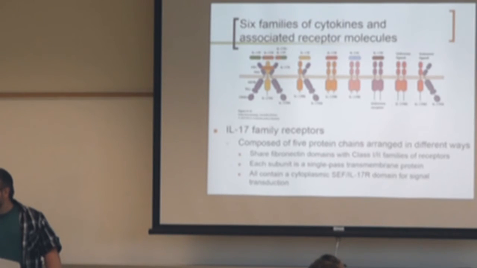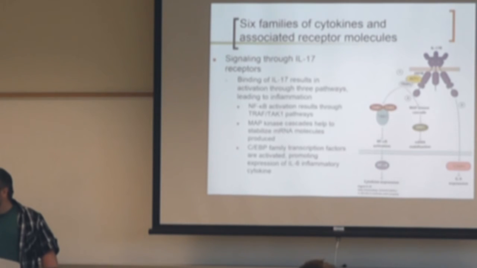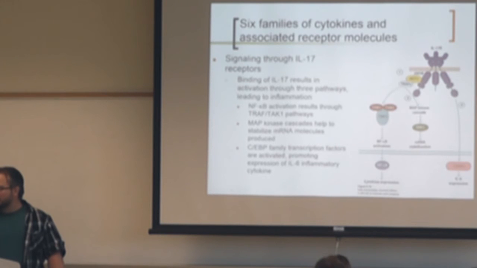Again, they have different types of receptors. You don't have to memorize these, composed of 5 protein chains arranged in different ways. They share this fibronectin domain, so this is the commonality between them all. And signaling through this receptor, you might notice that there is common NF-kappa B that was part of our activation pathway for B and T cells. They have different pathways that they activate. Some of them are common to what we've seen before, and some are new.